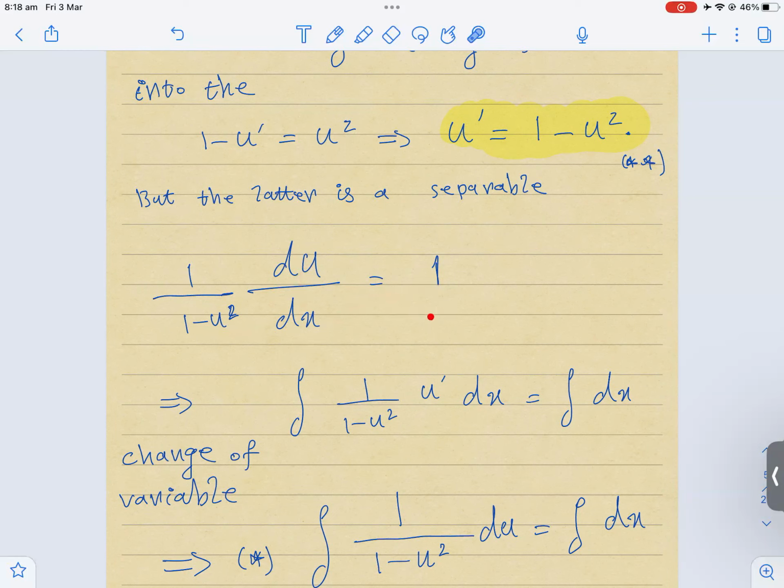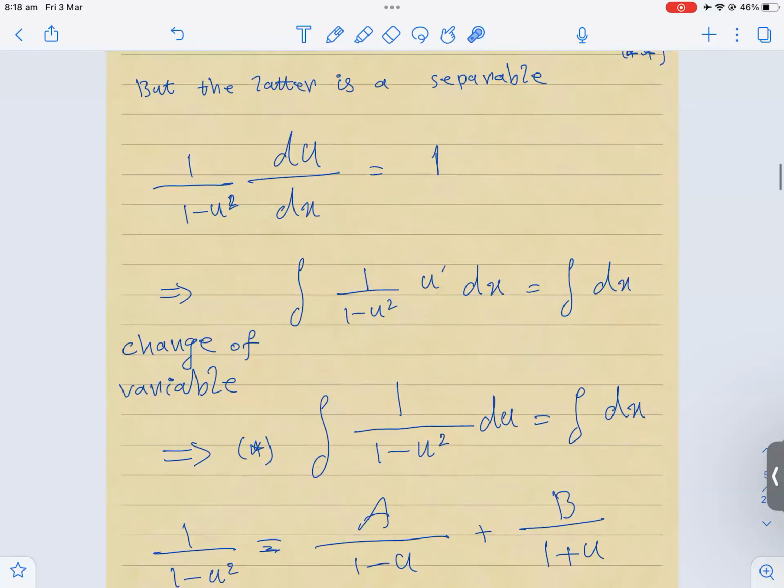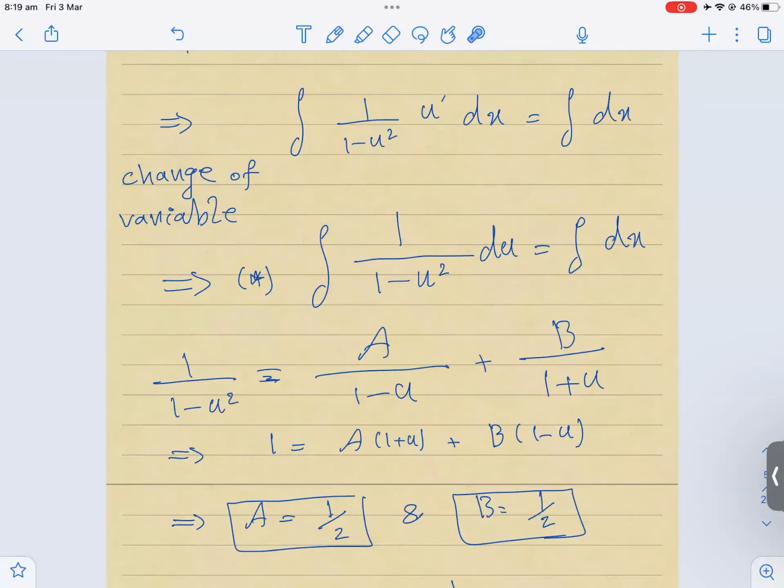So 1 over 1 minus u squared, du/dx equals 1. By solving separable ODEs, you can see the video in the Canvas I have uploaded there. So the integral of 1 over 1 minus u squared, u prime dx, equals dx. I integrated both sides of this equation in terms of x. By change of variable, you are able to write the integral of 1 over 1 minus u squared du equal to the integral of dx. I did one step more, but you can go immediately from this side to this side.